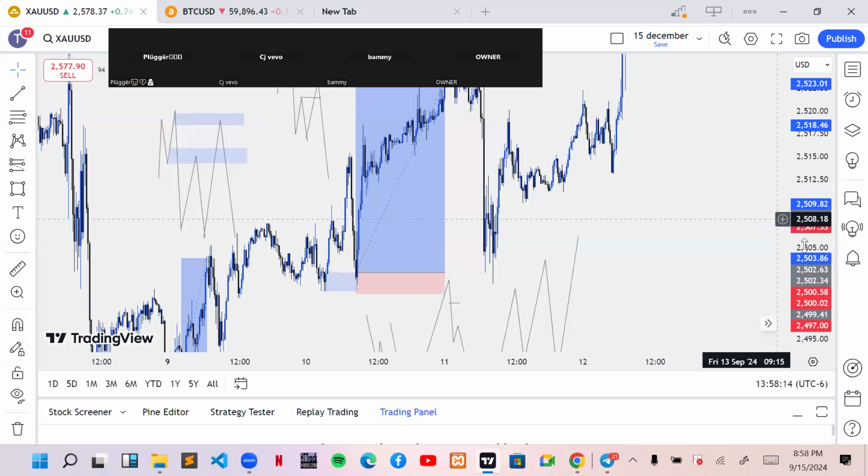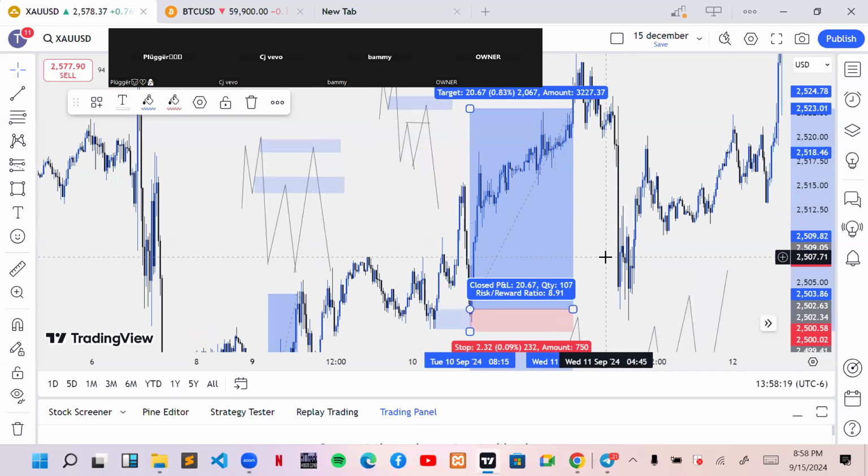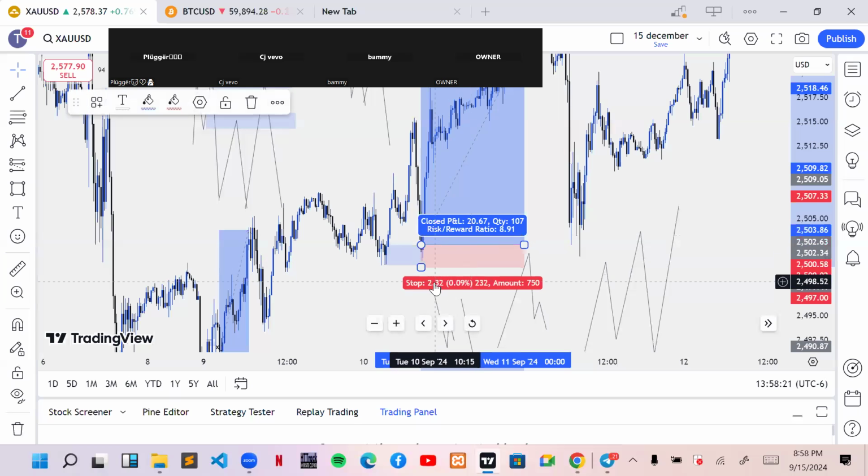That's how to calculate stop loss on gold. You pay attention to this number right here. You can see gold 2.32. Whatever you see here, you multiply it by 10. So in gold, you say 2.32 times 10 is 23.2. This is how many pips stop loss it is.